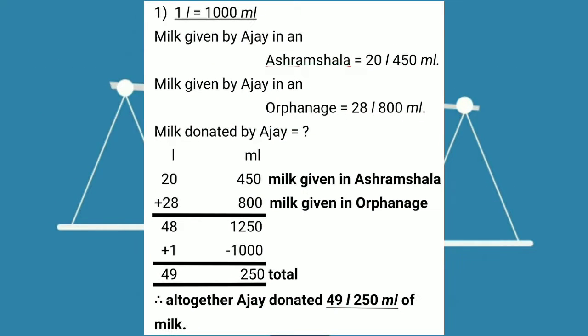Now, while solving any word problem, we first have to note down the information that is provided to us and then go ahead to solve the sum. This sum being based on measurement, we will first note down the conversion between the two given units, that is 1 liter is equal to 1000 milliliter.